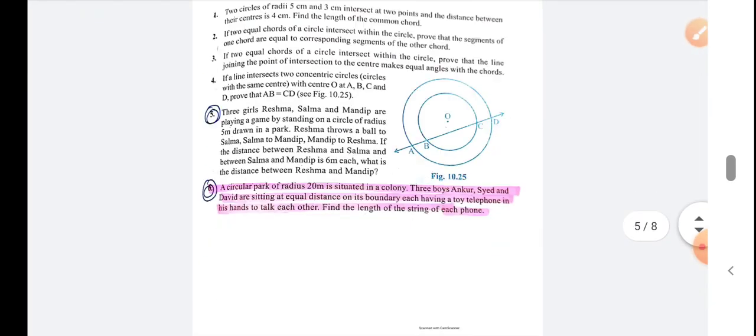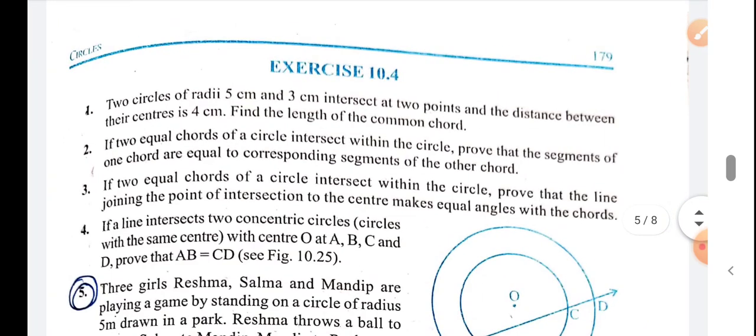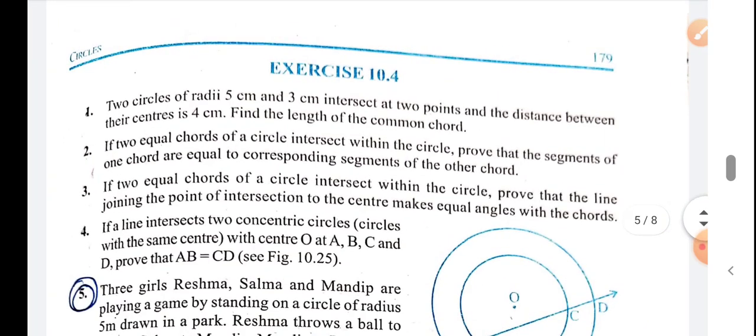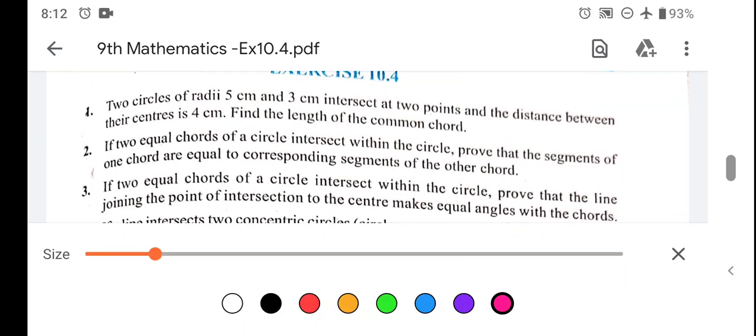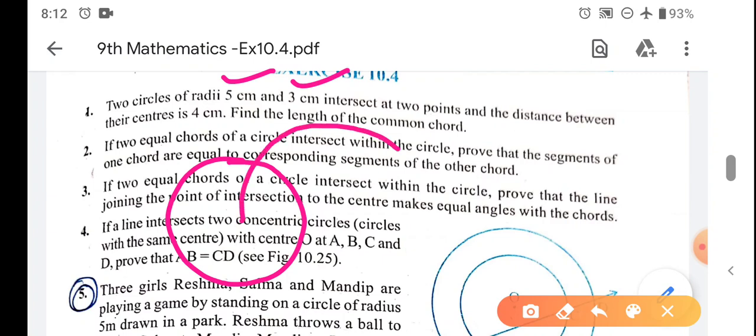Now we will do the exercise. We have question number 1. Two circles of radii 5 centimeter and 3 centimeter intersect at 2 points. There are two circles. Let it be one circle. Let it be another circle.